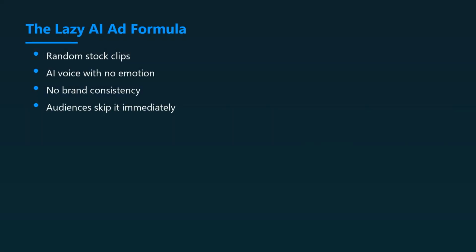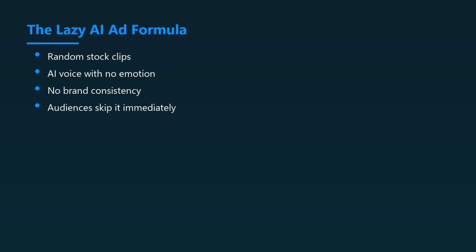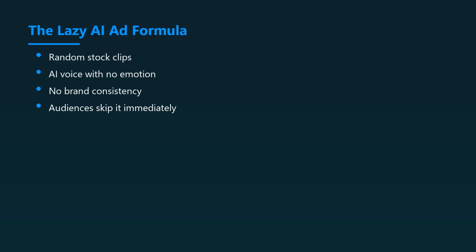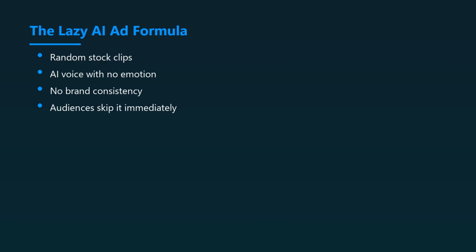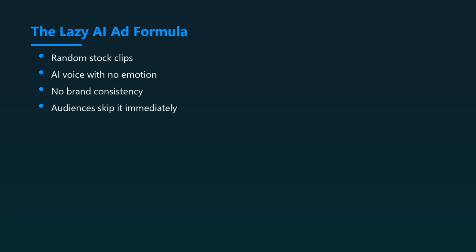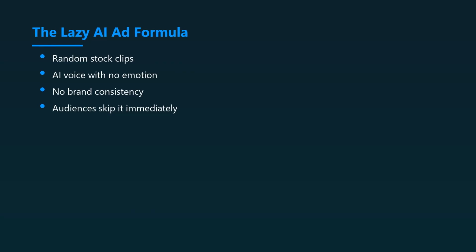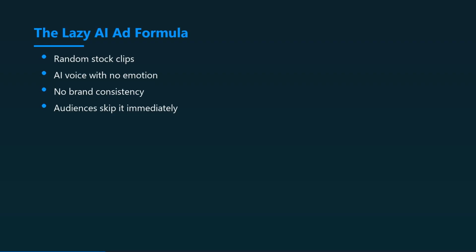Here's the scenario playing out in boardrooms and marketing agencies everywhere right now. Someone finds out you can make a video ad with AI in like 20 minutes. So they grab a few stock clips from a free site, run some product copy through 11 Labs, slap it together in CapCut, and call it a campaign. And sure, it's fast. It's cheap. It's technically a video. But it's also obviously, painfully fake.